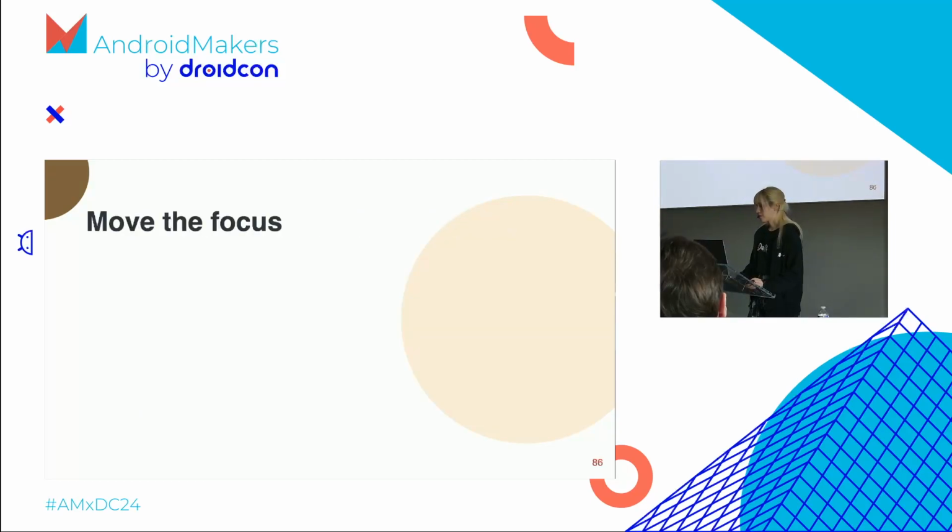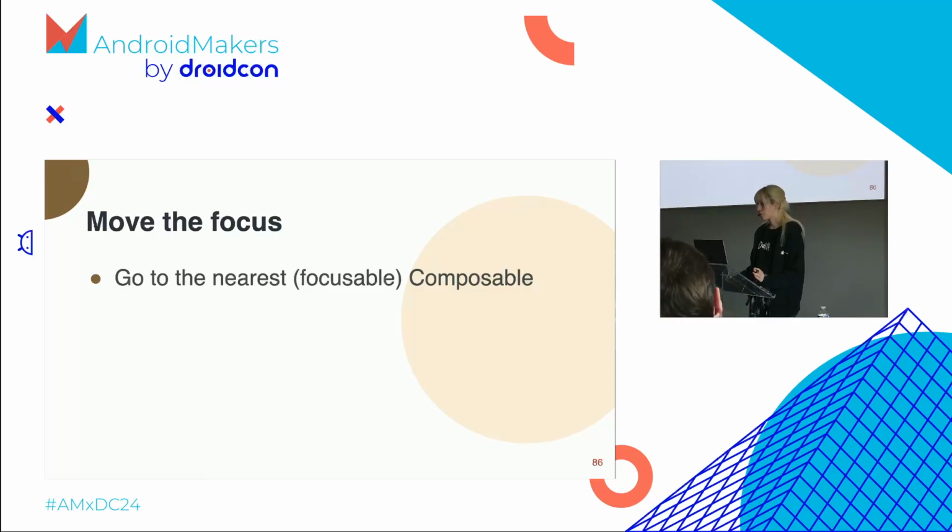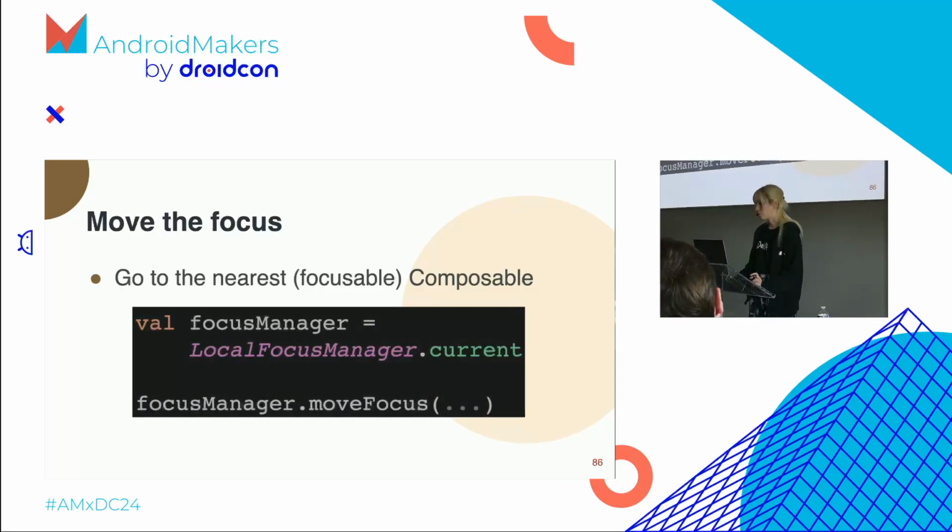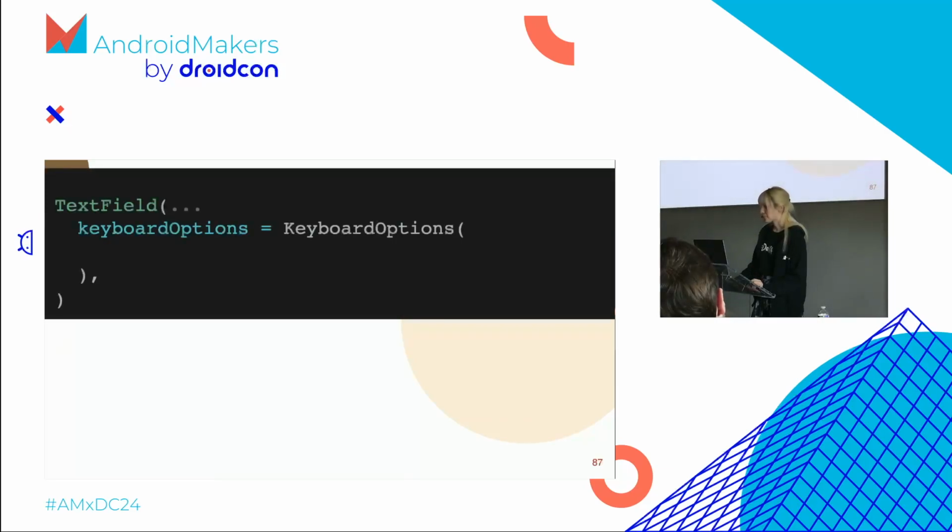OK, so we just set a new default direction to the focus flow. But how about when we want to move the focus by ourselves? For example, in response to some kind of inputs. There are 2 ways to do that. The first one, if you're OK to just go to the nearest composable, you can use the local focus manager, which has a move focus method to which you can pass a focus direction. So let's see what it looks like in action.